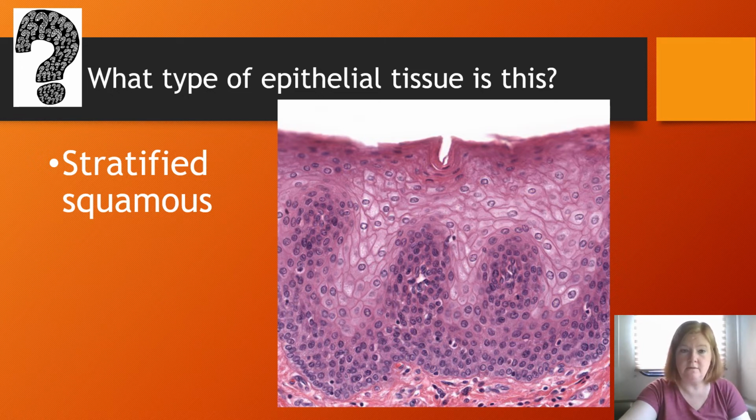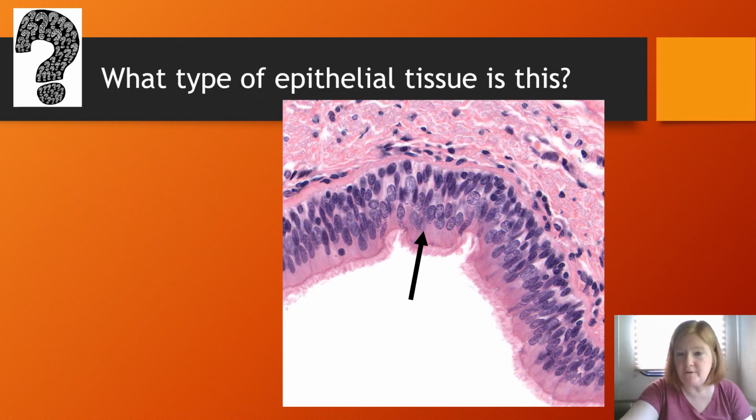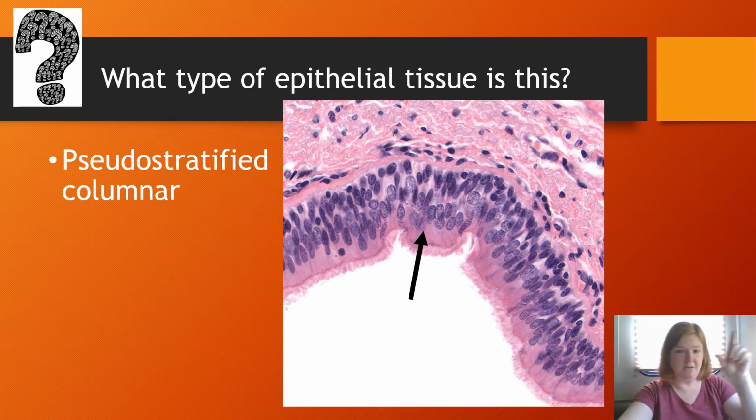What type of epithelial tissue is this? Well, I could tell you a hint. Look at the surface of those cells, the apical surface. Pseudostratified. Those nuclei look like it's a bunch of layers, but it's not. Did it trick you?